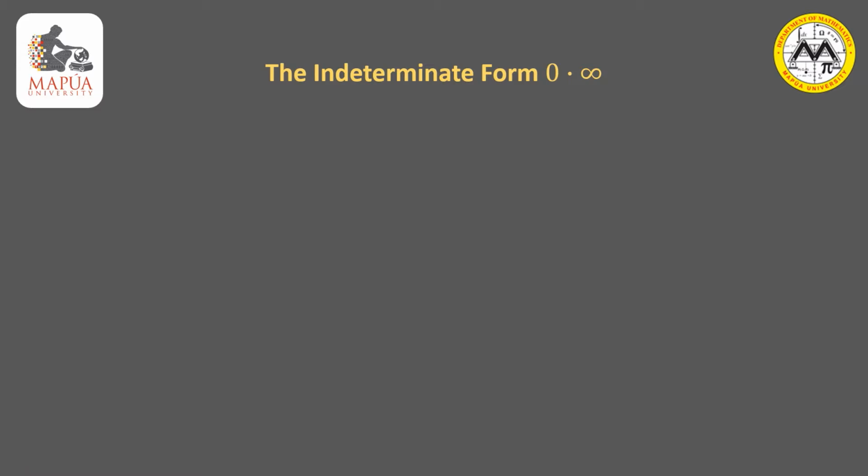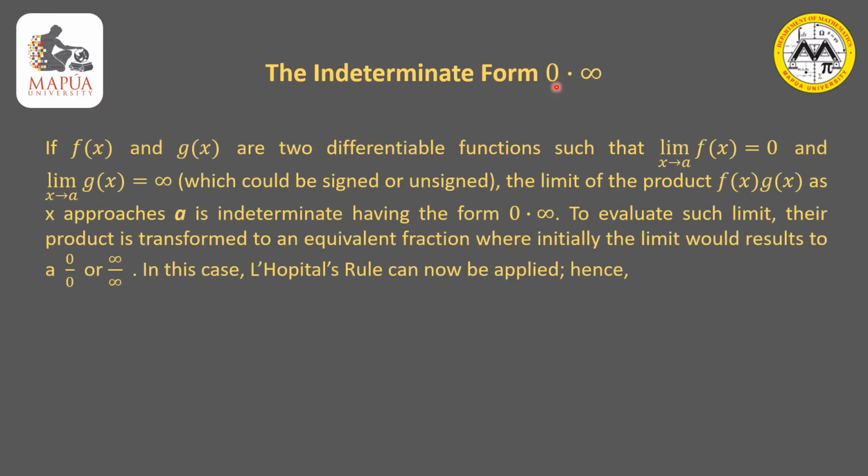Let us recall that one of the secondary indeterminate forms is the 0 times infinity form. We encounter this case whenever we have two functions, f of x and g of x, such that the limit of f of x as x approaches a is 0, and the limit of g of x as x approaches a is infinity, that is, it increases without bound. Thus, the limit of the product f of x times g of x as x approaches a would be of the indeterminate form 0 times infinity.